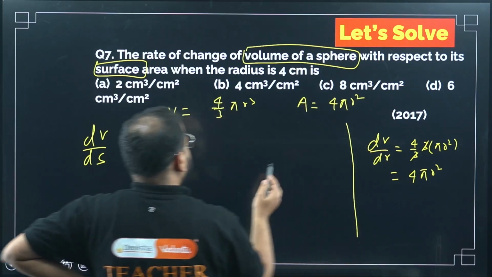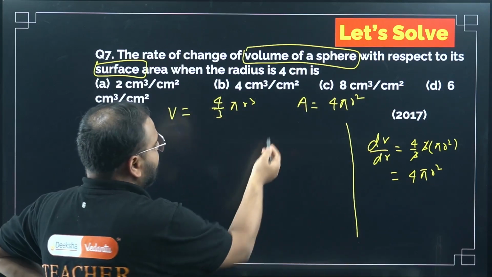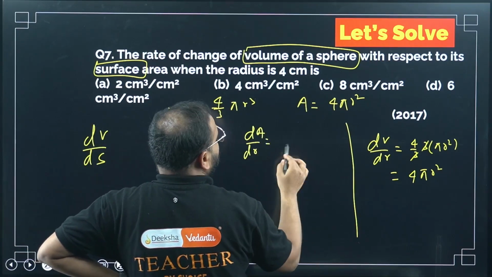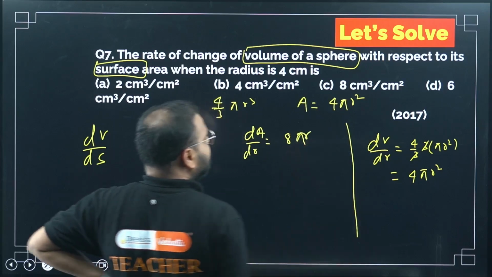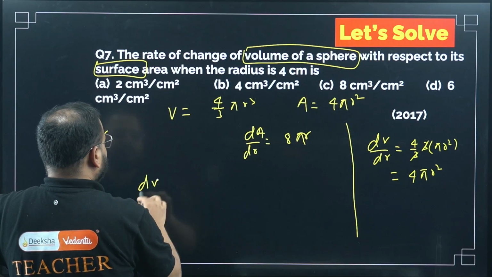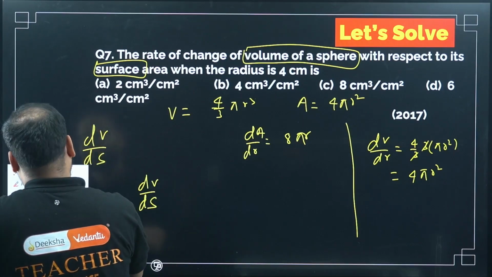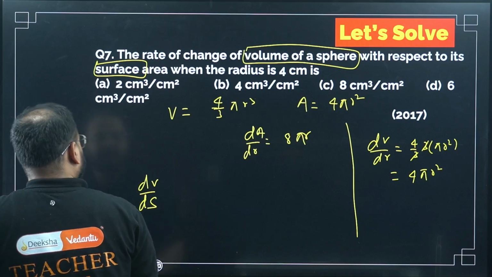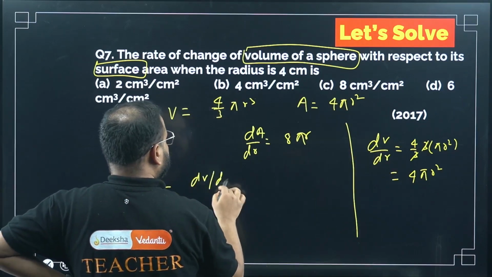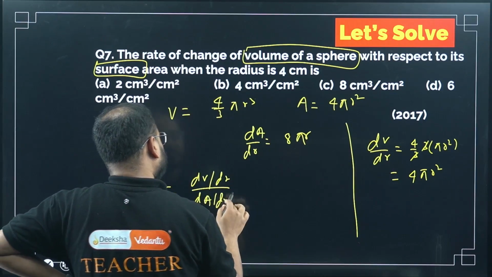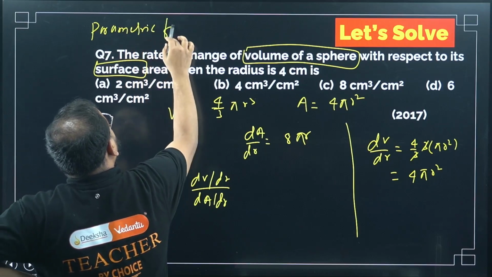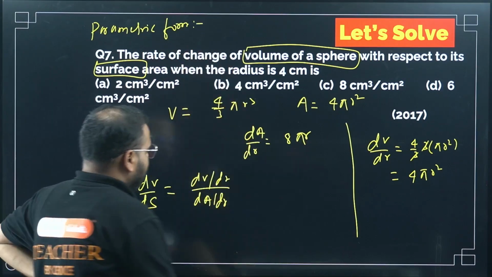Same thing, let's do for the area also. I'll write it as dA by dr. How much will that be? 8 pi r. Simply check here, 4 times 2 is 8, so 8 pi r. I'm looking for dV by dS. That is the ratio of dV by dr upon dA by dr. What is this? Parametric form. Please understand this, this is parametric form. Application of that.